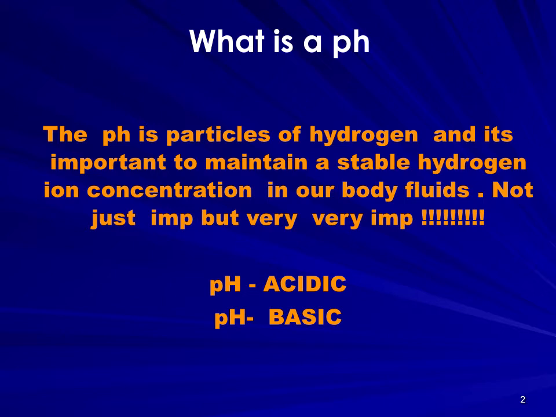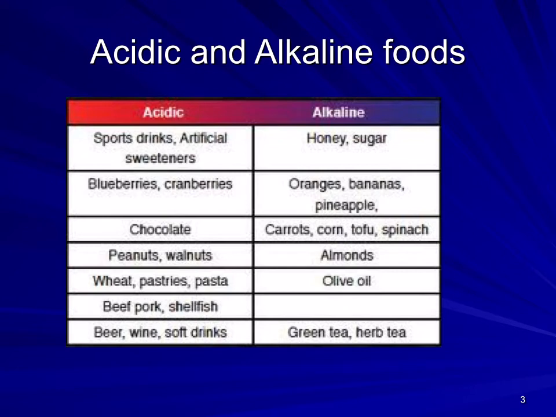I have a table in the next slide. If you look at this, all the sports drinks, artificial sweeteners, blueberries, cranberries, chocolate, peanuts, beer, wine are all supposed to be called acidic foods. And if you go towards the right, you see the honey, sugar. Now, sugar can be both alkaline and acidic. It depends; processed sugar is more acidic. Oranges, bananas, pineapple, almonds, olive oil, green tea, these are all alkaline.